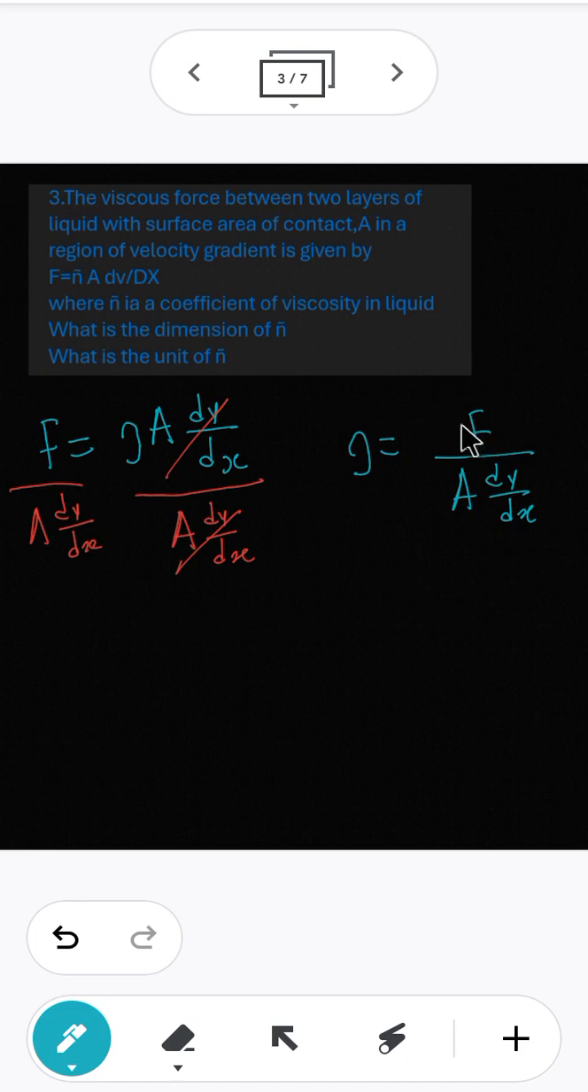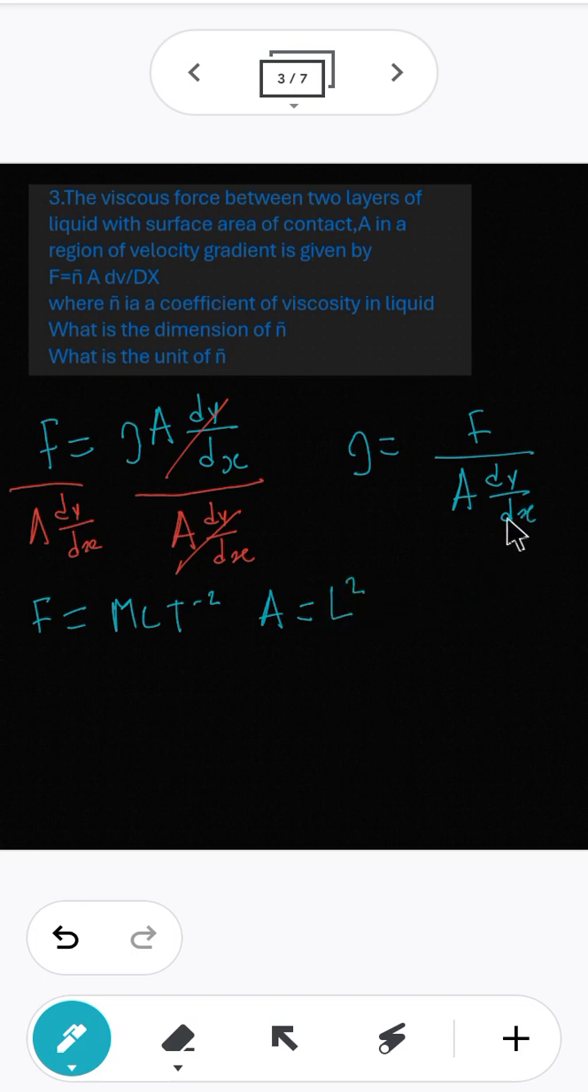The second step is to look for the dimension of each of the quantities. So the dimension of f, which I think we've calculated before, we got MLT minus 2. Dimension of area, we got the dimension of area as L squared.